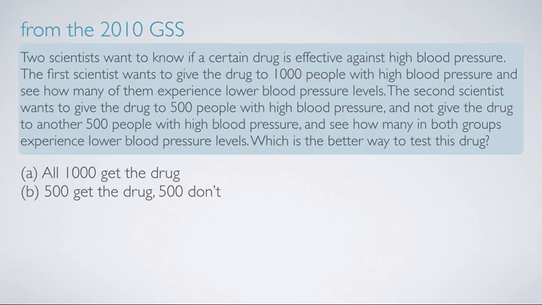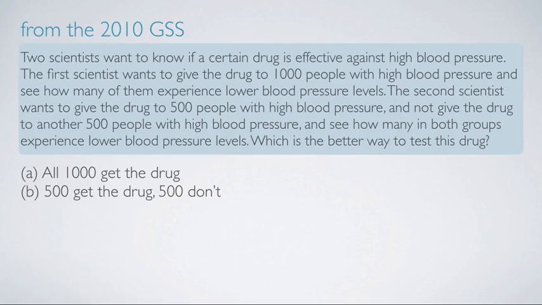Two scientists want to know if a certain drug is effective against high blood pressure. The first scientist wants to give the drug to 1,000 people with high blood pressure and see how many of them experience lower blood pressure levels. The second scientist wants to give the drug to 500 people with high blood pressure and not give the drug to another 500 people with high blood pressure and see how many in both groups experience lower blood pressure levels.